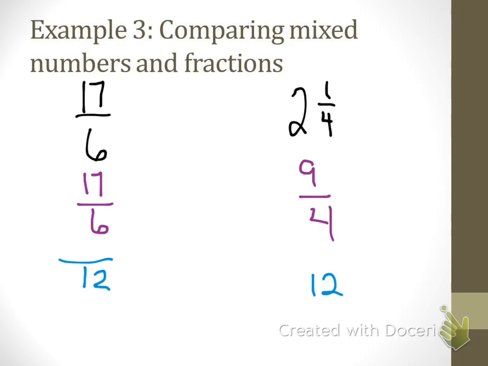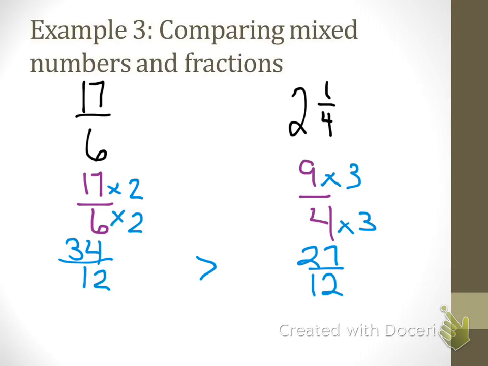Now you go back to the fractions and you say 6 times what number equals 12? 2, and you multiply the top by the same number. 17 times 2 is 34. Now 4 times what equals 12? 3. So 9 times 3 is 27. Now we're comparing 34 over 12 to 27 over 12, and which one's bigger? 34. This one's bigger. Your final answer, remember, is in original form. So 17 over 6 is greater than 2 1/4.